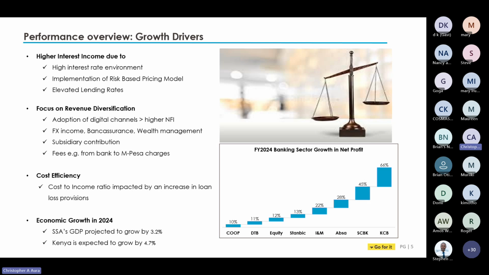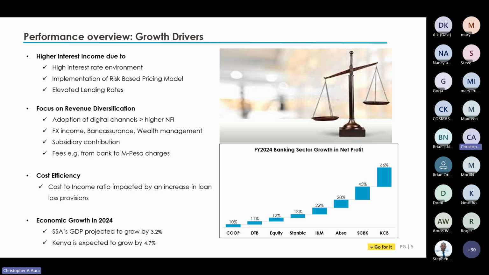So another driver was focus on revenue diversification. Banks are really diversifying from the normal role of a bank, that's lending and deposit taking. Right now, banks are moving to asset management and insurance. NCB is an example, and also Equity has also moved to insurance.